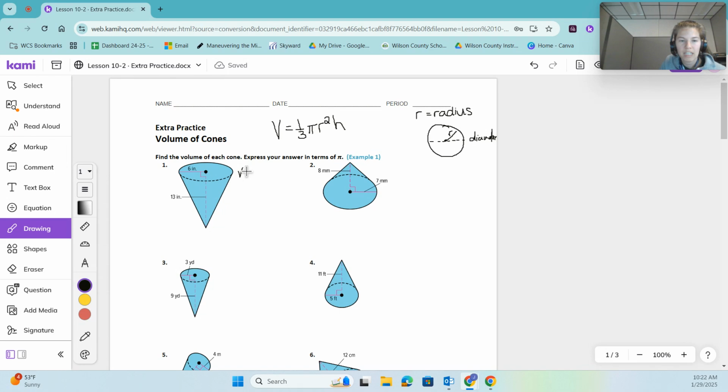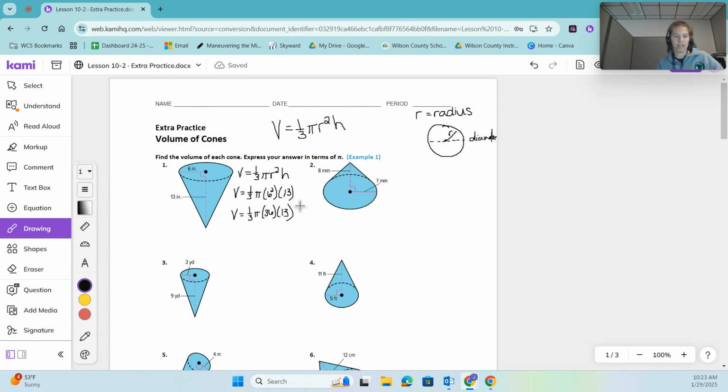So V equals 1/3 pi times radius squared times the height. Okay, now they give us the radius here is 6 from the center to the edge. So volume equals 1/3 pi and then 6 squared times the height, which is 13. Okay, and the height and the radius, those are perpendicular to one another. They meet at that right angle. Okay, so volume equals 1/3 pi, 6 squared is 36 times 13.